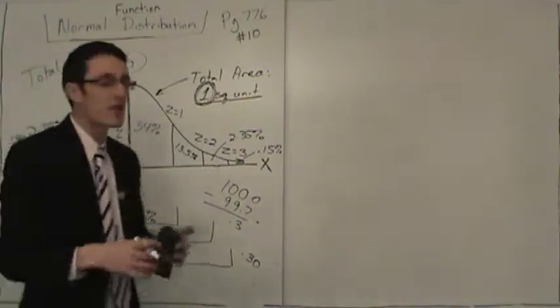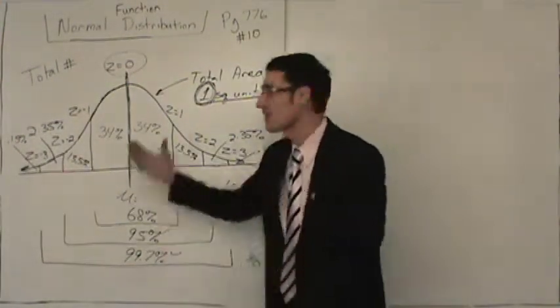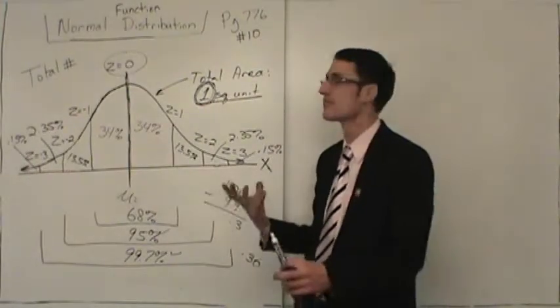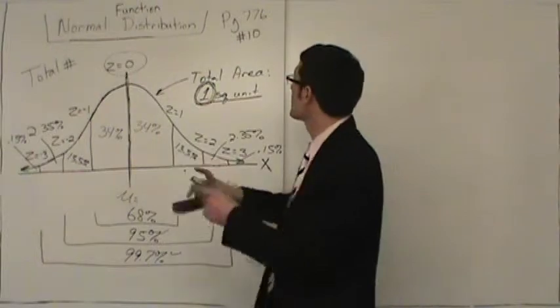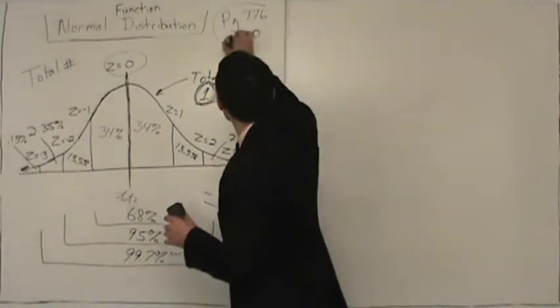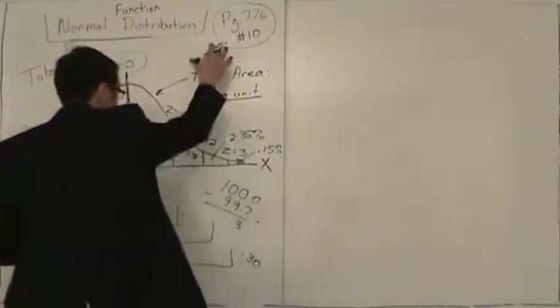The problems are really, really easy. The hardest part about these problems is drawing the curve. Once you draw the curve, the problems are very, very simple. And the more you draw this, the faster you're going to get at it. So let's look at page 776, example number 10. We're going to do problem number 10 off of page 776.